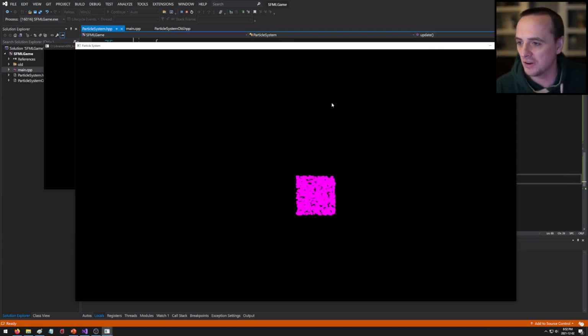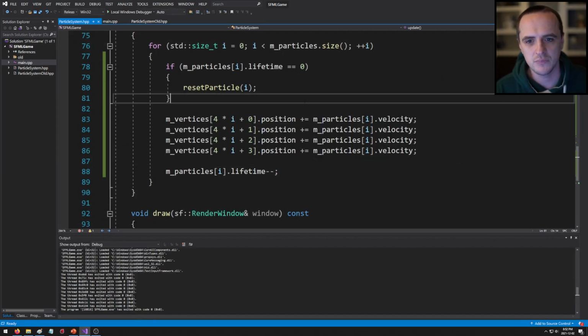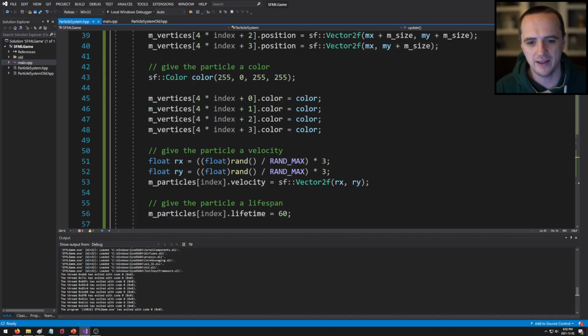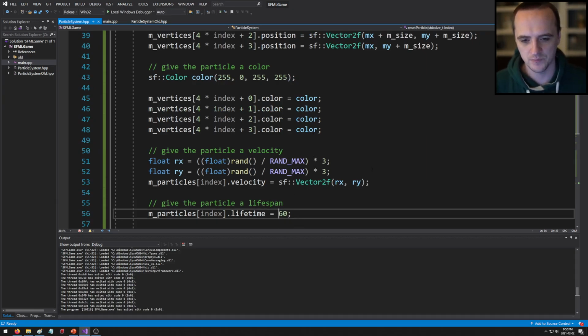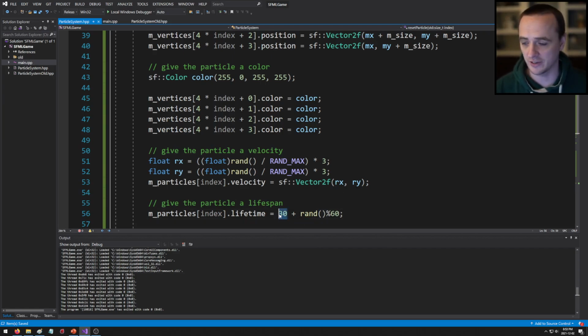Now, why are all of them doing this? It's because each of them have been given the same lifespan, right? So first of all, let's fix that lifespan problem. So let's go up and we'll add, okay, so the lifespan, I want them to be around for at least half a second and maybe up to rand mod 60. So what this means is we've got at least half a second, because it's 60 frames per second, and a random number between 0 and a second. So at least half a second, at most 1.5 seconds.